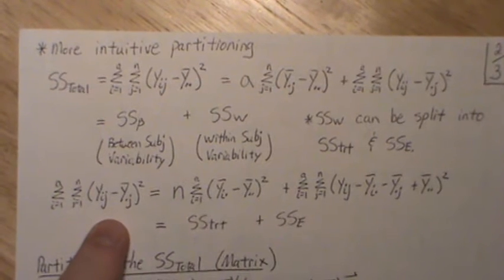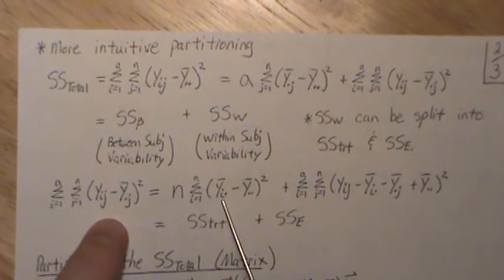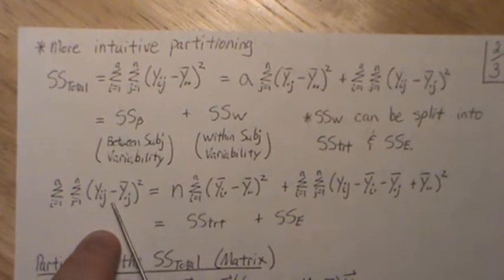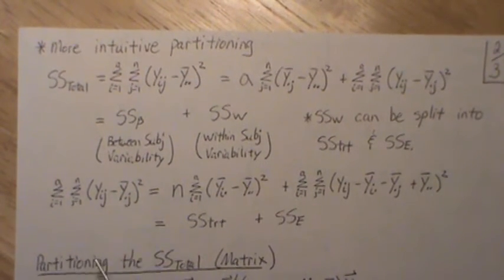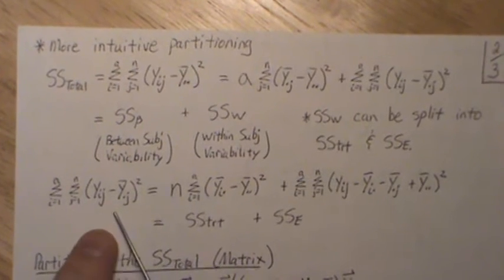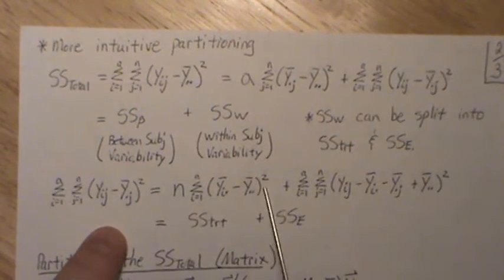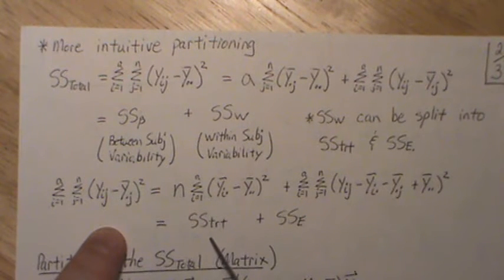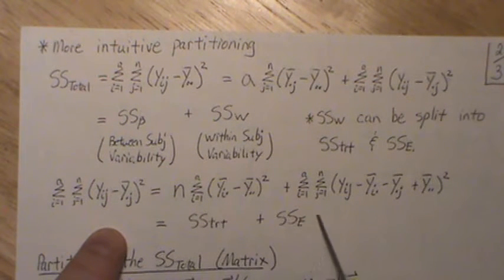So then we add another well-chosen 0, which is y i dot bar, in here. We add it and subtract it, and then when we do that square, the cross product is 0, and we're left with these pieces here. And this is what we found on the first page to be sum of squares total, and this is sum of squared error.